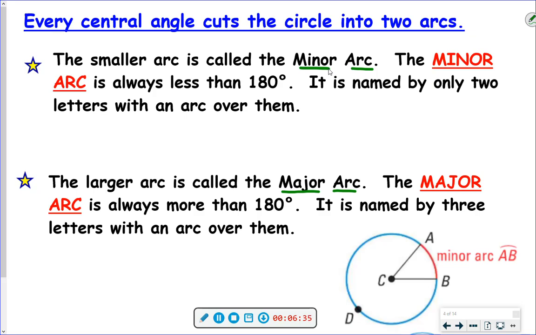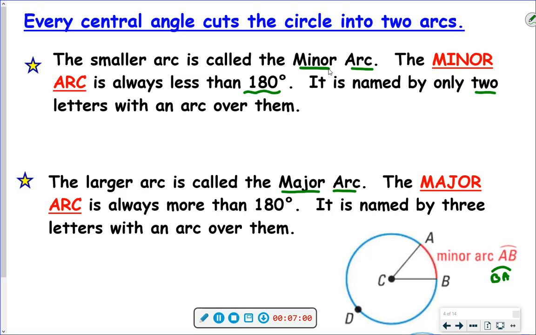Minor arc, it always has to be less than 180 degrees, and you name it with 2 letters. So if you look down here in the circle in red, this minor arc, this is the arc symbol they're talking about, the arc symbol over the 2 letters. And you can call it arc AB, you could have it switched also and go BA. That doesn't matter, you just need the little arc symbol over the 2 letters.